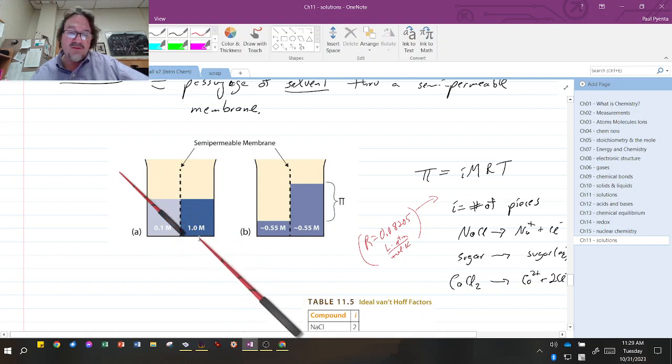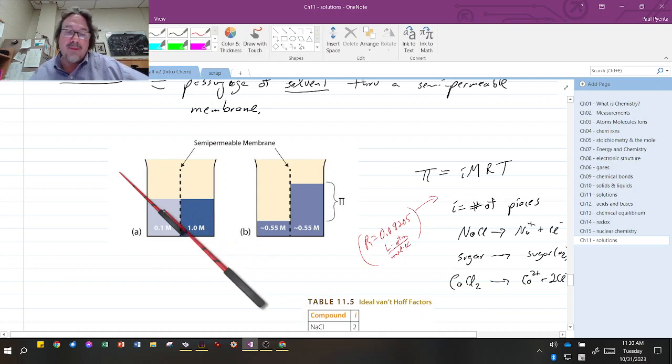Now notice the book doesn't even tell you what the solution is, because again, that's not important for colligative property. Maybe it's a sugar solution, maybe it's salt water, maybe it's glucose. Whatever it is, it doesn't matter what, it's just how much. And how much is, they did tell us, right? 0.1 molar here, 1.0 molar here. So this is 10 times more concentrated than the left side.